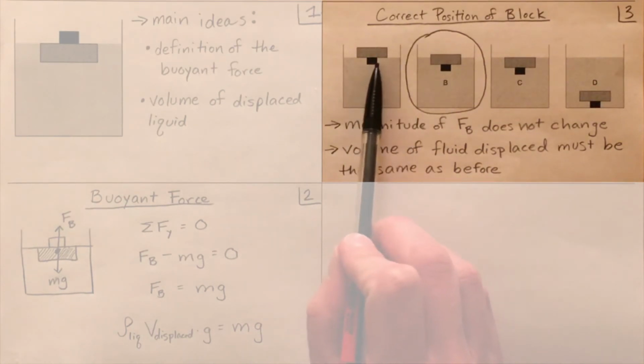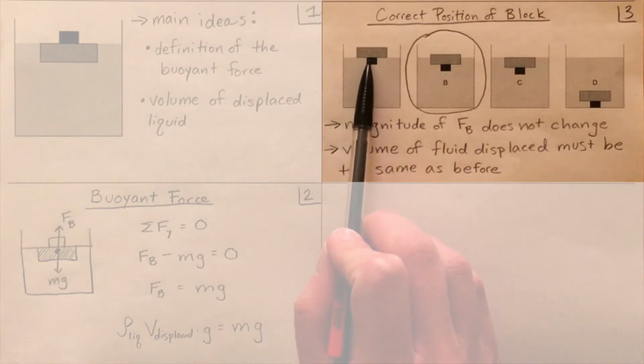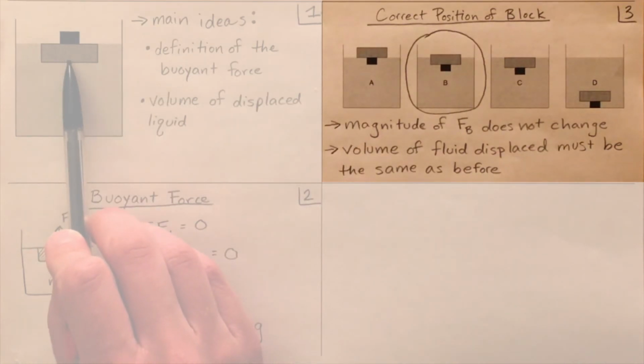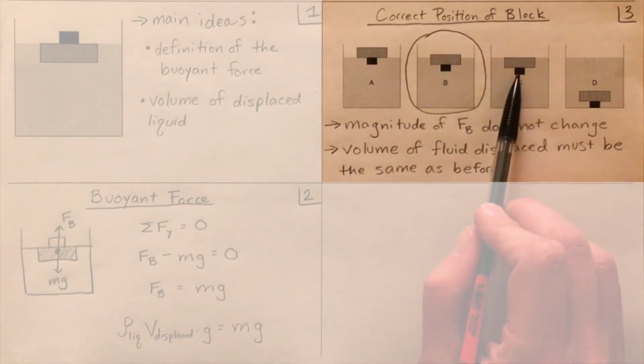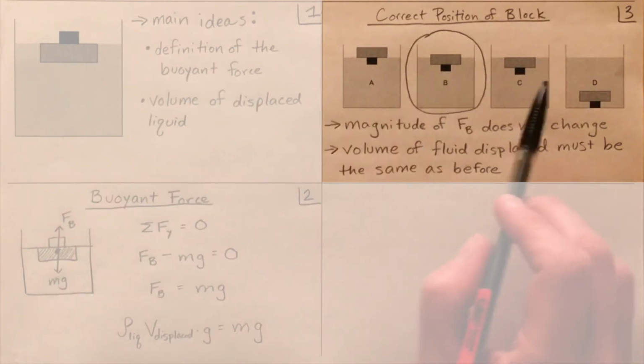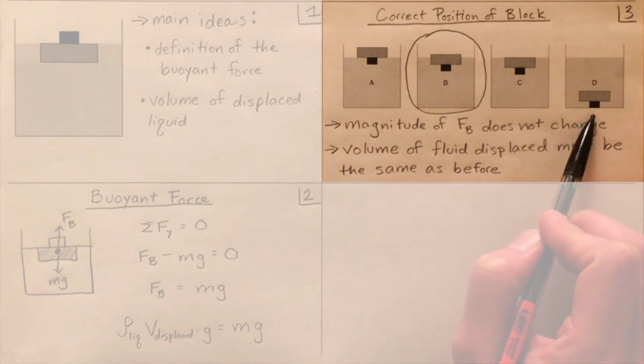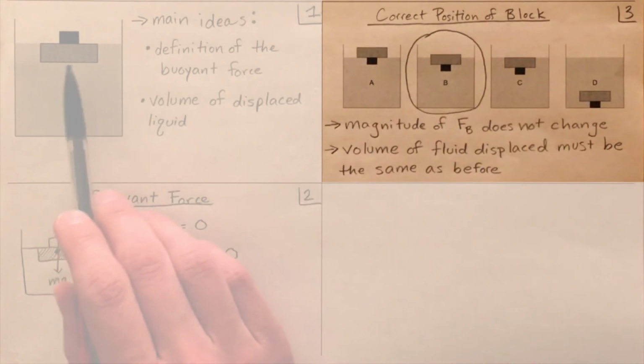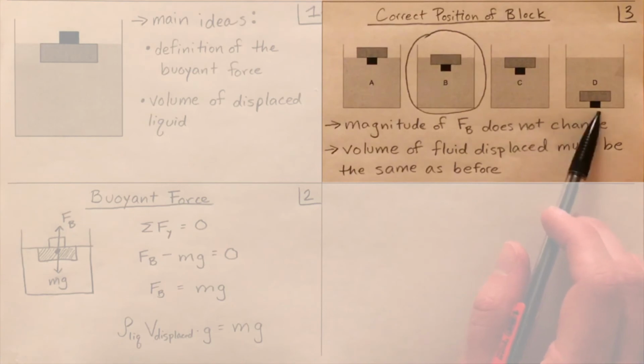Option A does not because the volume of the object that's underneath the surface of the water and which is therefore displacing the liquid is smaller than in the original case. In C, the volume of the liquid displaced is greater than in the original case, and in D, the object sinks, which doesn't make sense because the object floats initially and will float forever.